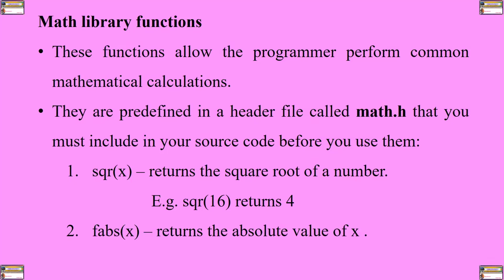Number two, we have a function like fabs, then we enclose the parameter x. In other words, we are sending value x into fabs. So if you send value x into fabs, that function is supposed to return the absolute value of x. For example, you can send value 10.15 into fabs.